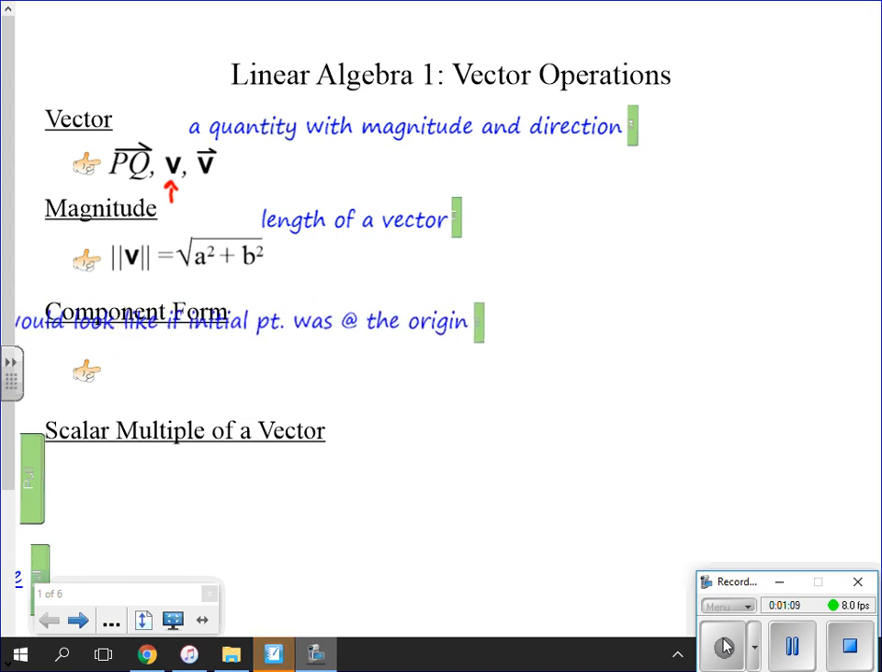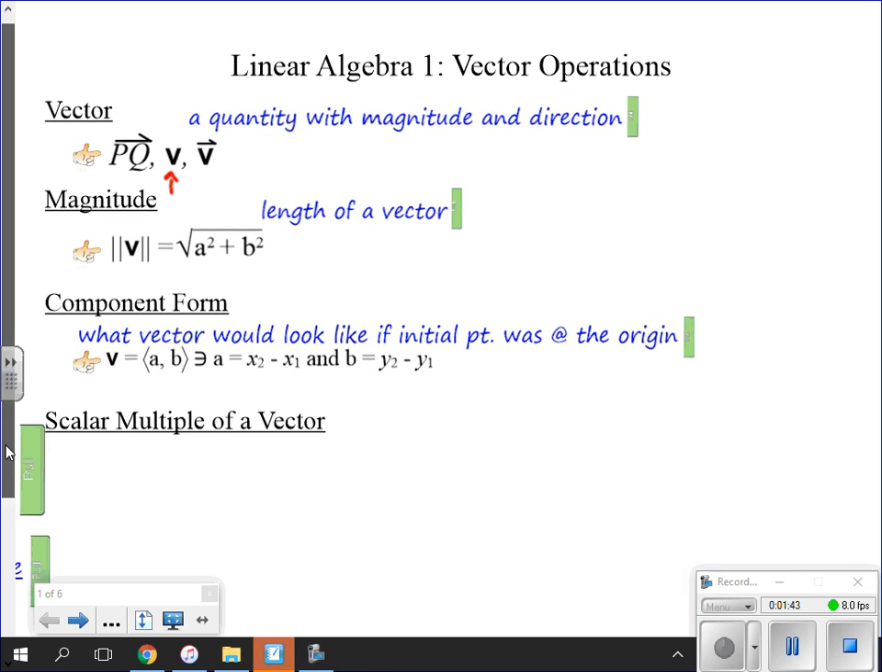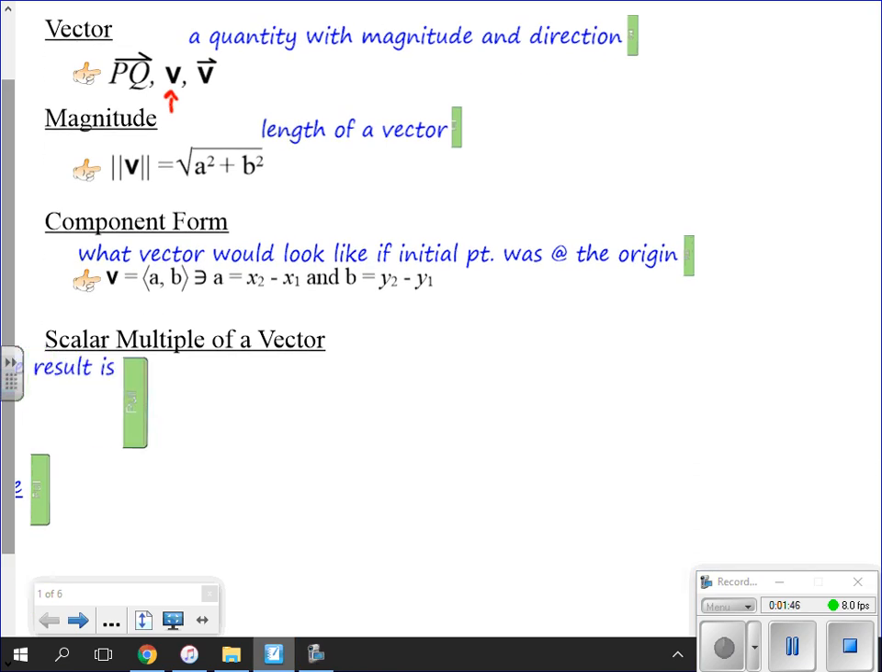Component form, speaking of components, is what a vector would look like if the initial point was at the origin. So it would be a vector <a, b> such that a is x2 minus x1 and b is y2 minus y1. It's always the second part of the coordinate. So if you have the points P and Q, it's always the x coordinate from Q, from the end of your vector, minus the x coordinate from the beginning, and the y coordinate from the end of your vector minus the y coordinate of your beginning.